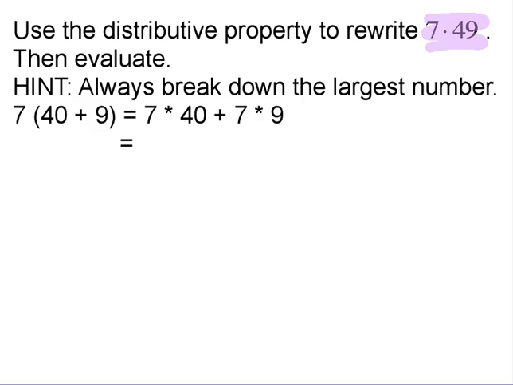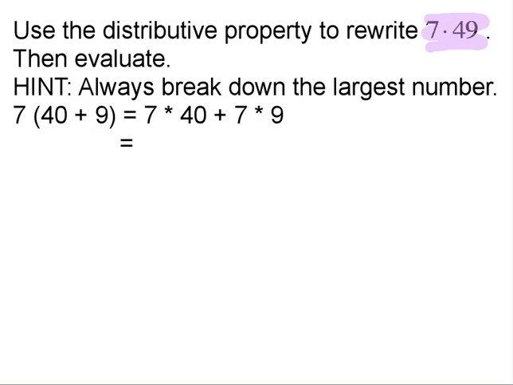So here's a hint up here. It says always break down the largest number. So 49 is the largest number, right? So I'm going to take that as 40 plus 9. Notice how I did that? I took out the largest part and then just left the ones. Any questions as to where I got the 40 plus 9?